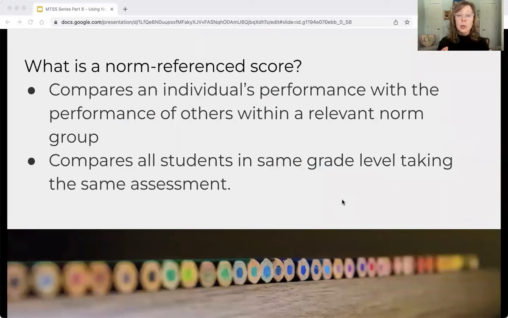A norm reference score compares an individual's performance with the performance of others within a relevant norm group. For example, when looking at all second grade students around the nation, where does this second grade student fall in comparison? One commonly reported norm reference score includes percentile rankings, right? Percentile ranks are useful when assessing students' performance relative, again, to their peers.